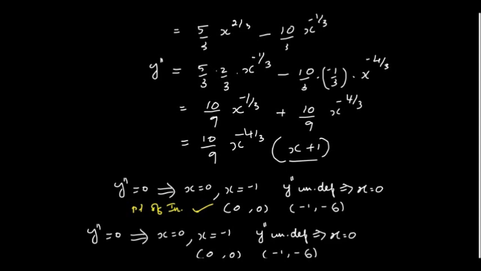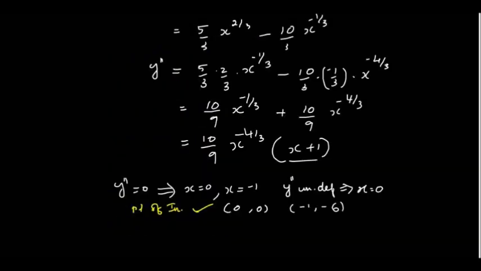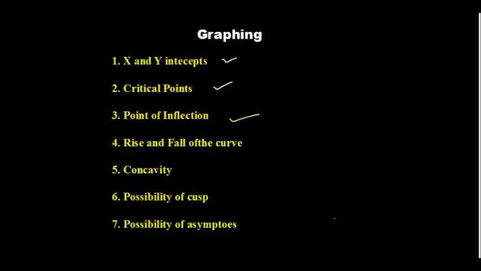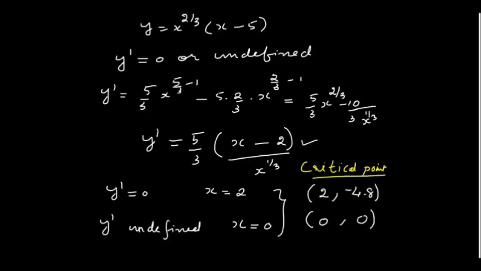So we have critical point, we have point of inflection. Next we have to look for the rise and fall of the curve in particular intervals. So this point of inflection we have finished. Now we have to go for the rise and fall of the curve. For that we will divide the entire real axis into intervals. This is divided by critical points.